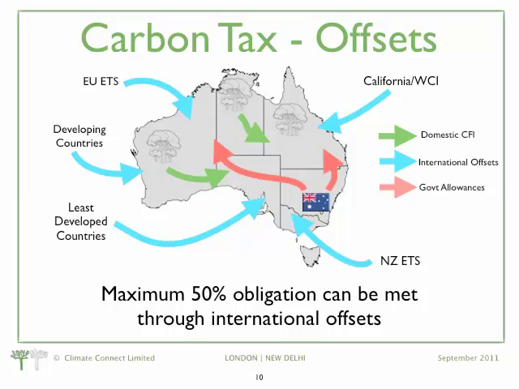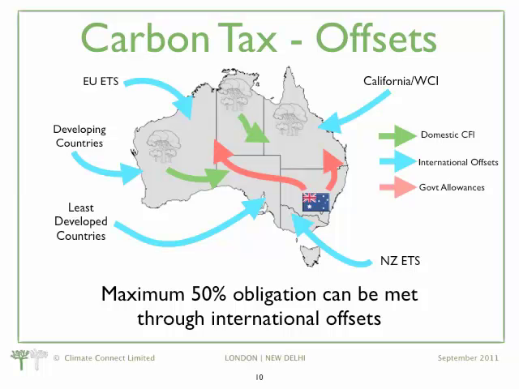Offsets under the carbon price scheme: the government will auction or distribute emission permits as depicted through red arrows. The liable entities will then offset their emissions using domestic offsets through forestry projects depicted through green arrows. They can also use international offsets depicted in blue arrows.